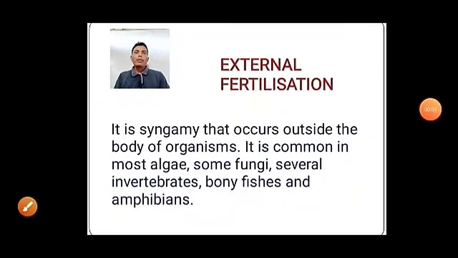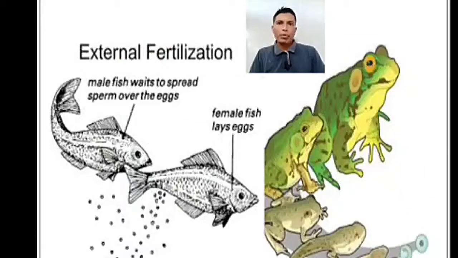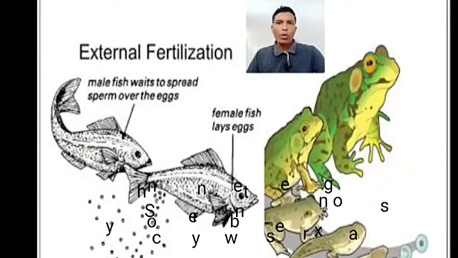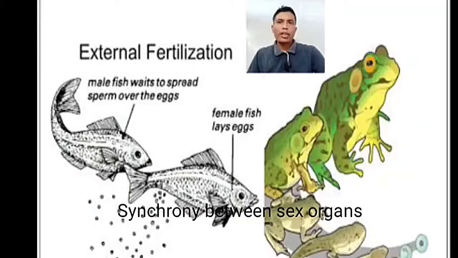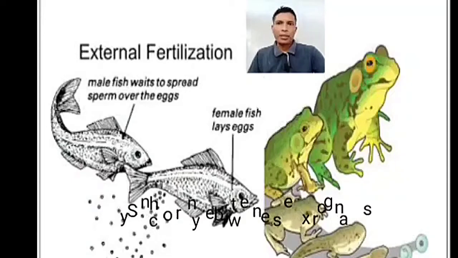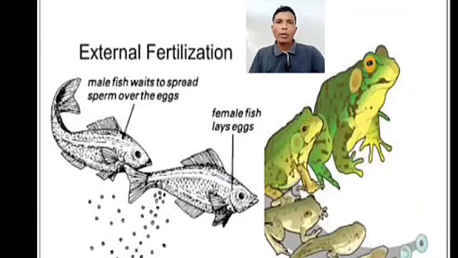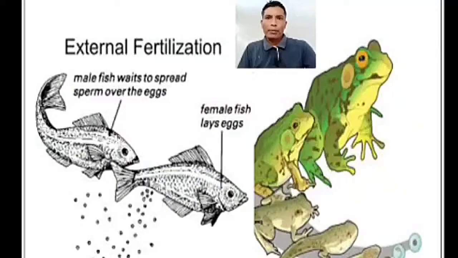External fertilization is the type of fertilization in which the fusion or syngamy occurs outside the body of organisms, right? It is very common in most algae, some fungi, several invertebrates, bony fishes and amphibians like frogs. Organisms exhibiting external fertilization show great synchrony between the male and female sexes, and they release a large number of gametes into the surrounding medium to enhance the chances of syngamy.